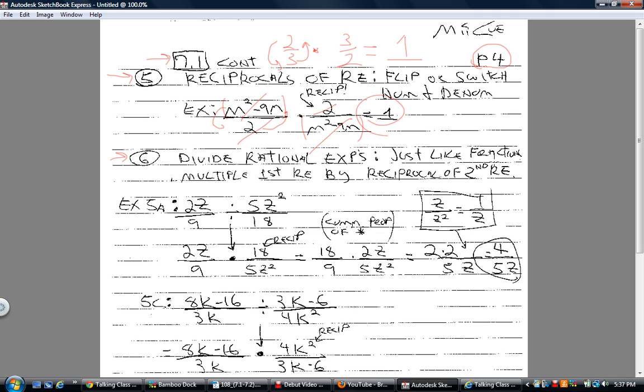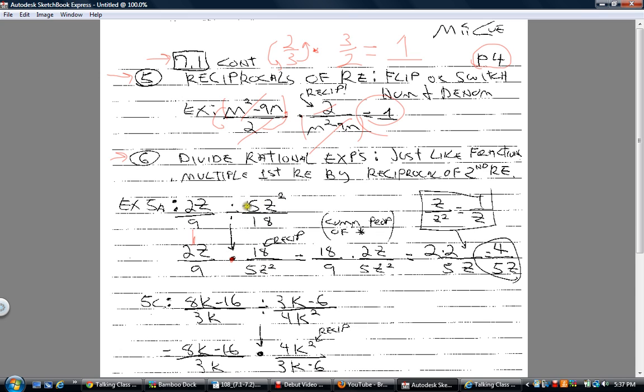Here's example 5a that's going to allow us to see how this works. So here's 2z divided by 9, that's a rational expression, divided by 5z squared divided by 18. First thing, leave the first rational expression alone. Second, take the division and convert it into multiplication. Multiply by the reciprocal of the second rational expression.